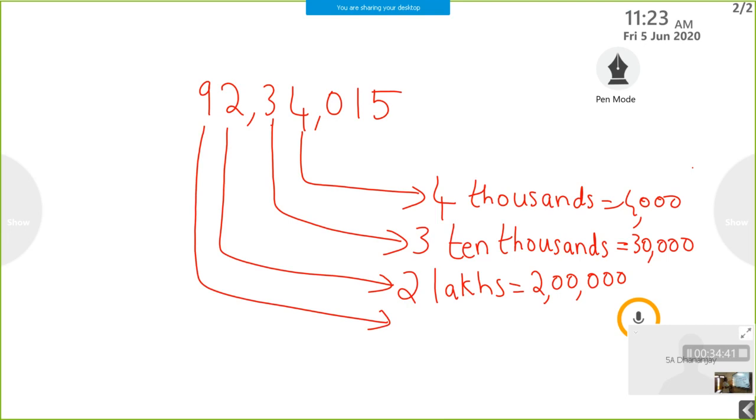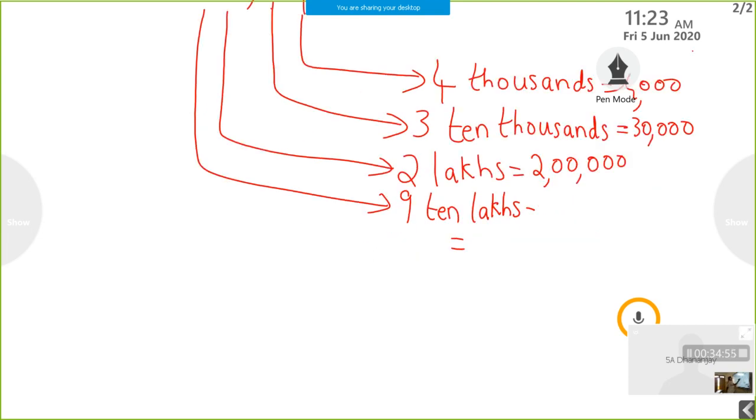Now the last is 9. 9 is in which place? 9 belongs to the 10 lakhs place. So the place value of 9 in this particular number is 9 ten-lakhs, which in numerals is 90 lakhs. 9 into 10 lakh is 90 lakhs. 9 into 1 lakh is 9 lakh, and 9 into 10 lakh is 90 lakhs.